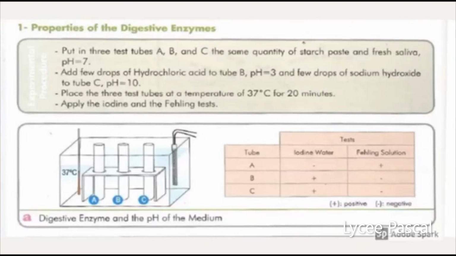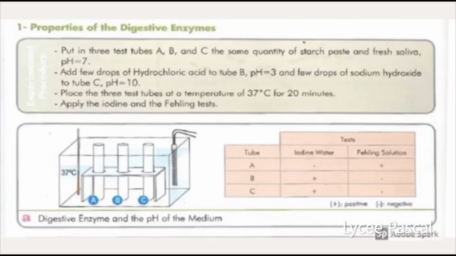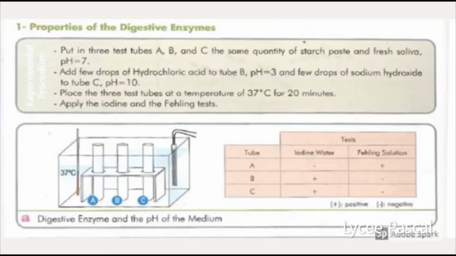So now we can know from this experiment that salivary amylase works only in a neutral medium or pH equal to 7, and it becomes inactive or destroyed at the low pH or high pH.